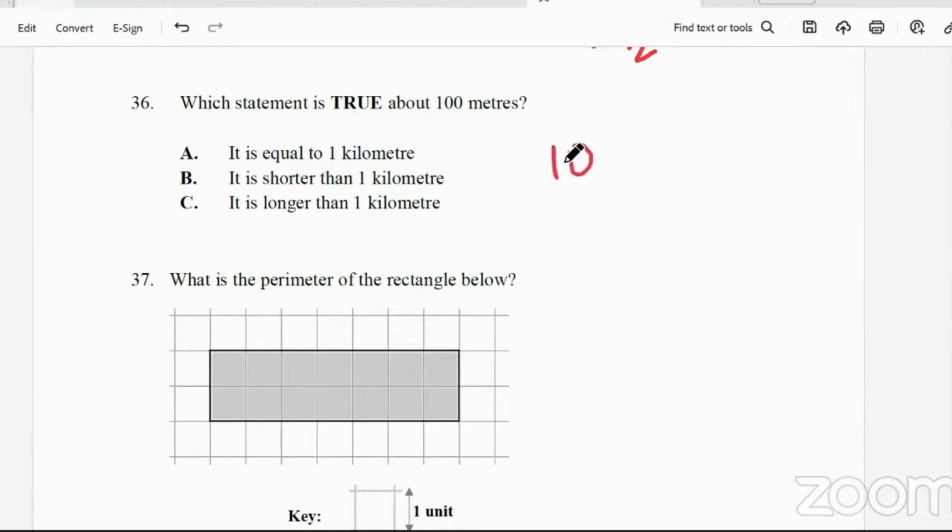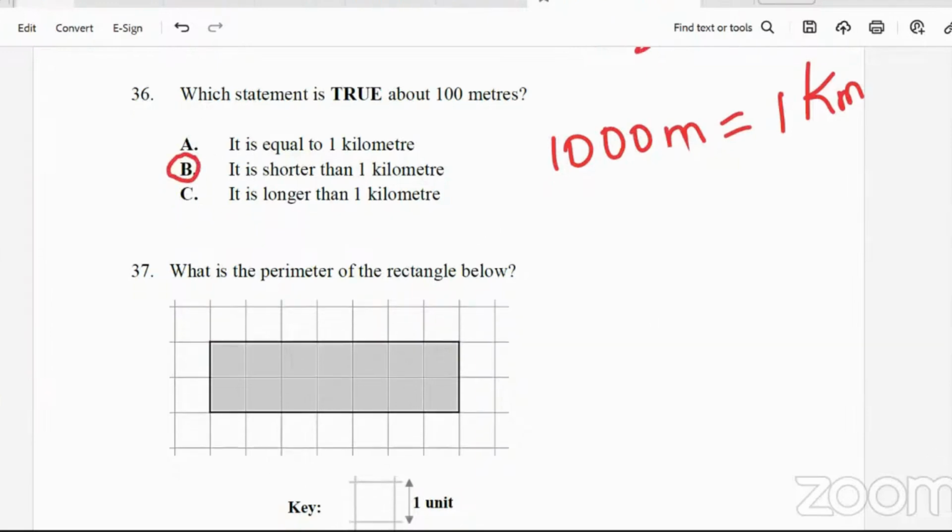So 1,000 meters is equal to 1 kilometer. Okay, so is 100 meters equal to 1 kilometer? No. It is shorter than 1 kilometer, because you'd actually need 1,000 meters to give you 1 kilometer. So the answer is B. It is shorter than 1 kilometer.